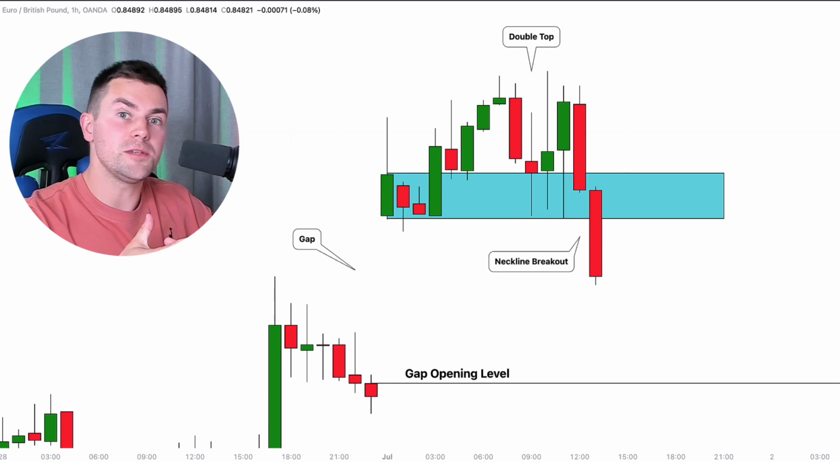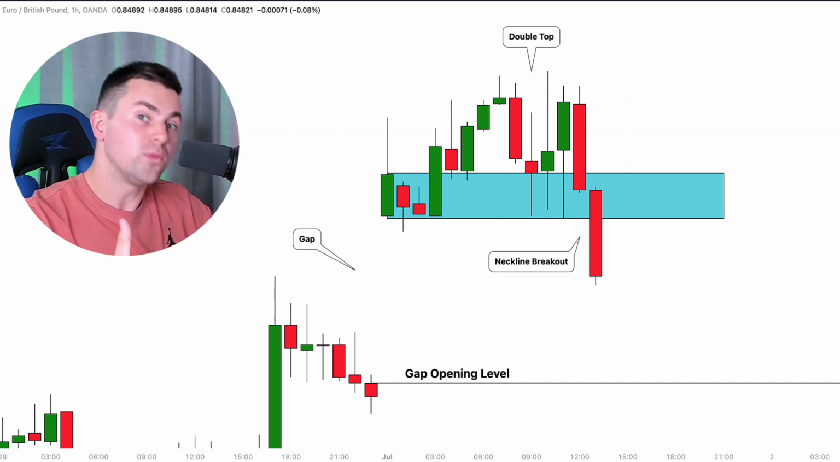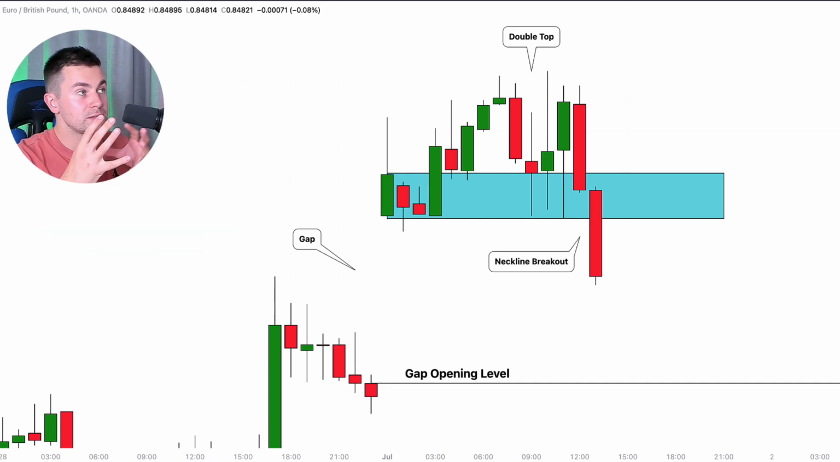Let's study the price action on a Euro-Pound pair before it filled the gap. You can see that the price formed a beautiful double top pattern formation. And for us, a clear bearish signal was a breakout and an hourly candle closed below the neckline.